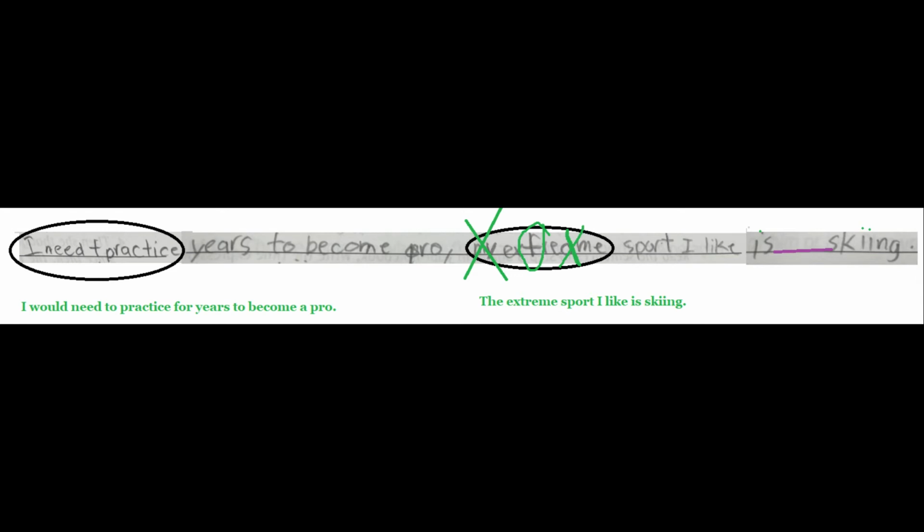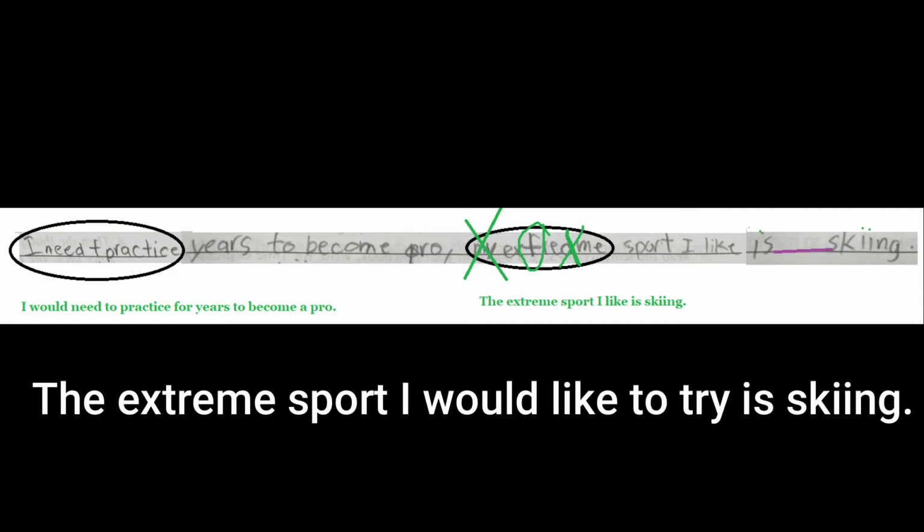So again, he must use that conditional. The extreme sport I would like to try. I would like to try is skiing. Right? He lives in Costa Rica, so he would like to try skiing.